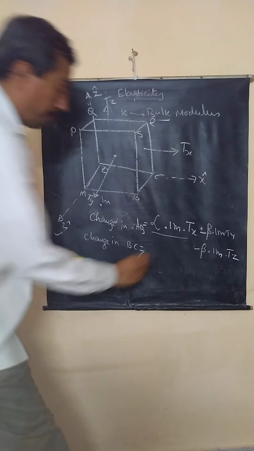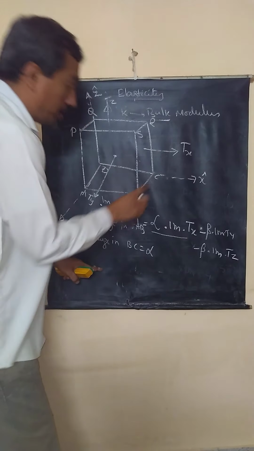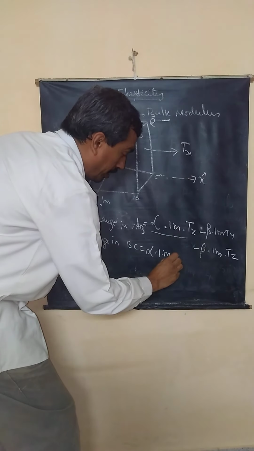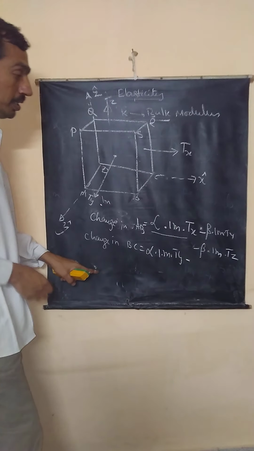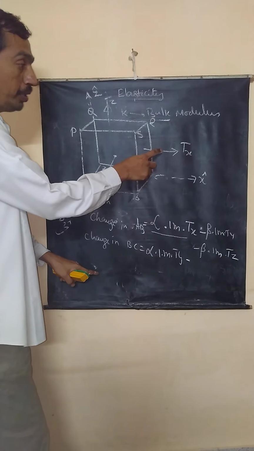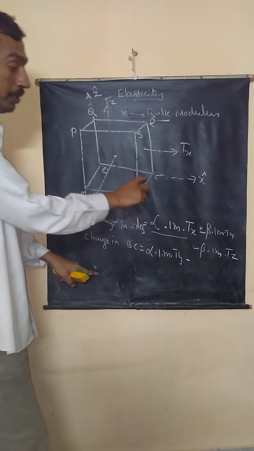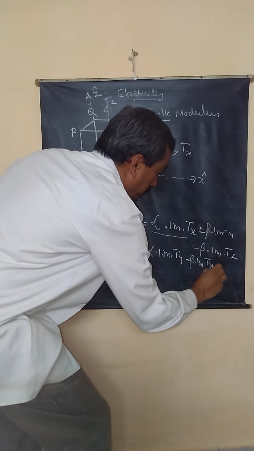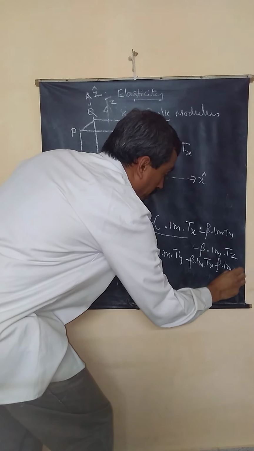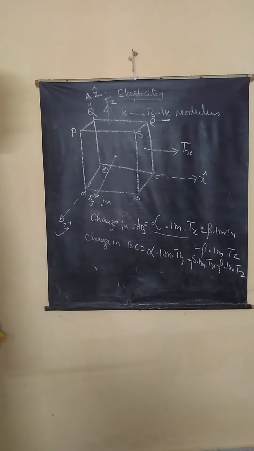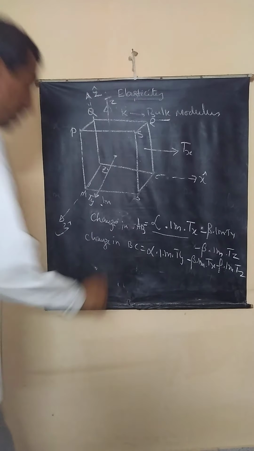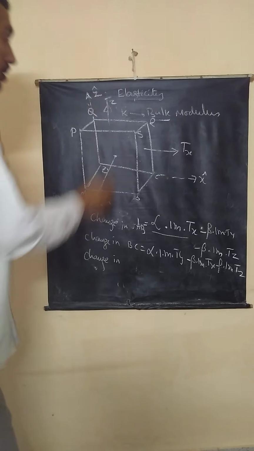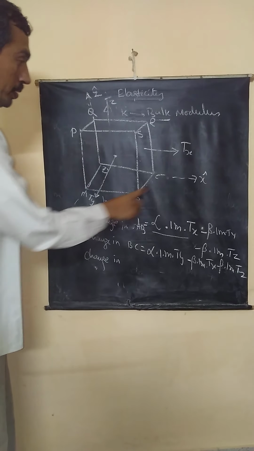Now, the change in length of BC, let us say. Apply the same logic. Elongation along BC due to Ty is alpha into 1 meter into Ty, minus the compression of BC due to Tx and Tz, which are perpendicular to BC, that is beta into 1 meter into Tx minus beta into 1 meter into Tz. Please carefully observe this. The change in AB is over, BC is over.